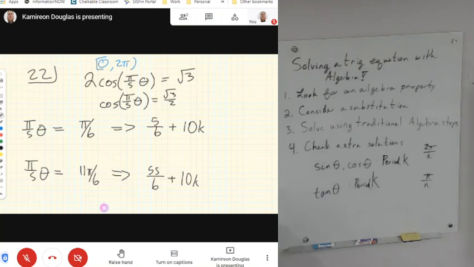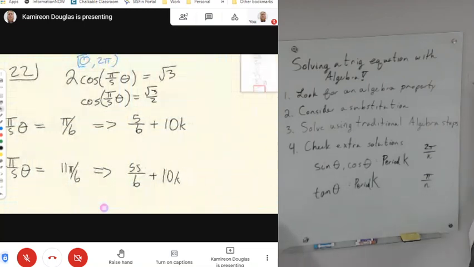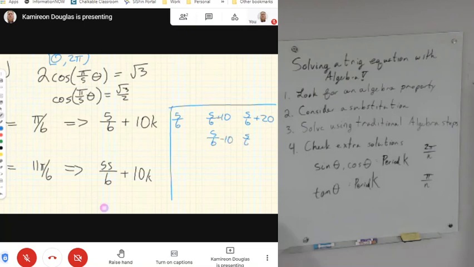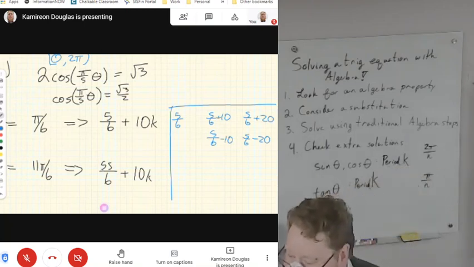Now, what I want to check is, are any of these, or all of these, or some of these in the section I want, between 0 and 2 pi? Well, let's make a list. So, possible answers. I'm going to make my double list. 5 over 6 is one. I also have 5 over 6 plus 10, 5 over 6 plus 20. And don't forget, you can also do subtraction: 5 over 6 minus 10, 5 over 6 minus 20. So those are all possible answers, but only some of them are in my range.